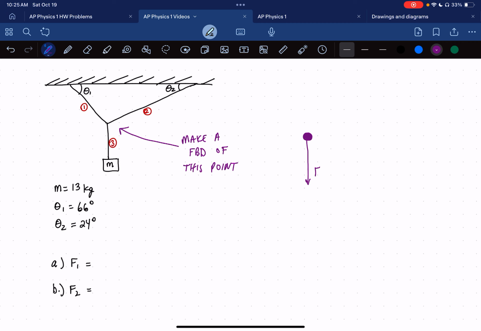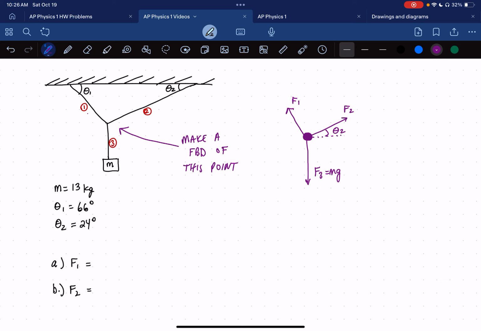We have tension force F3, which is equal to mg, by the way. It is not mg, but it is equal to mg. We have a tension force F2. Let me try to get these angles right. It's a little bit long. This is F2. Because of alternating interior angles, this is also theta 2. And then we have a force up here, F1.